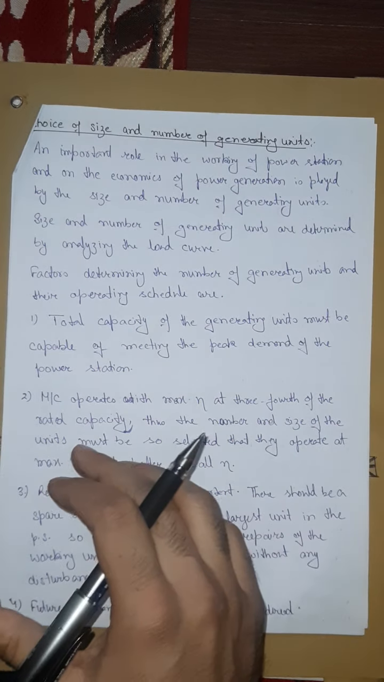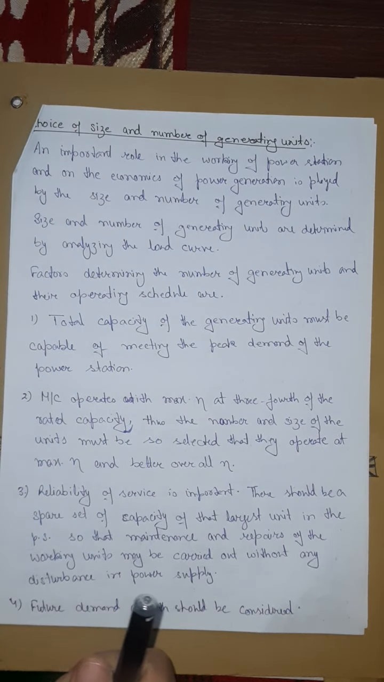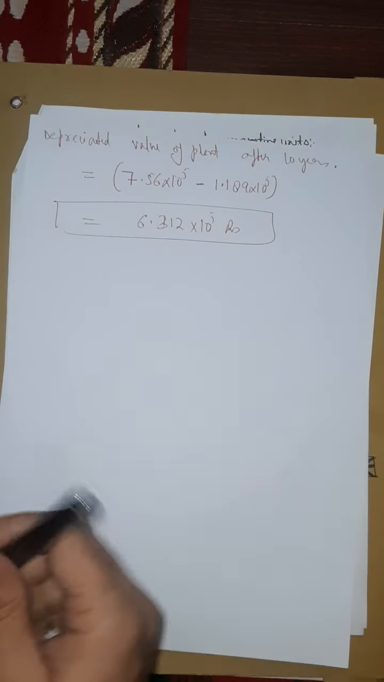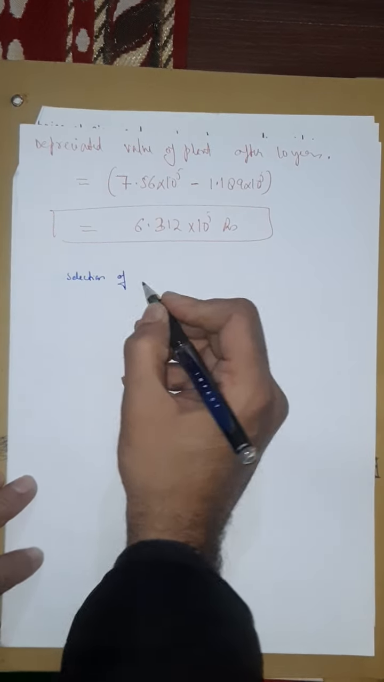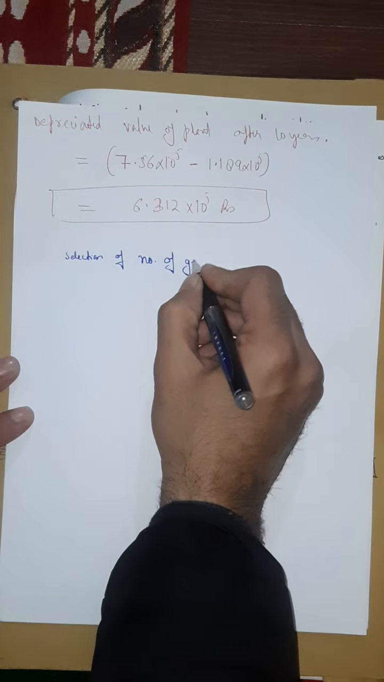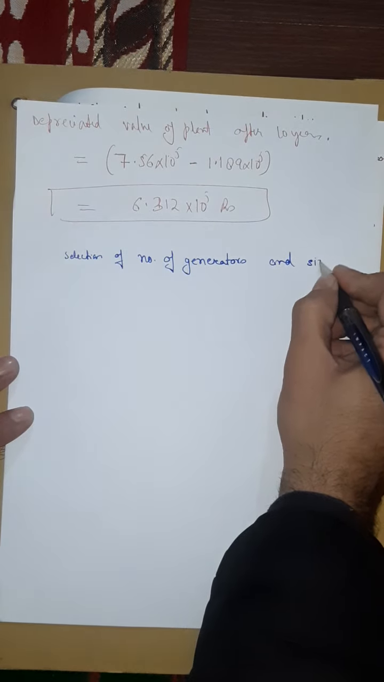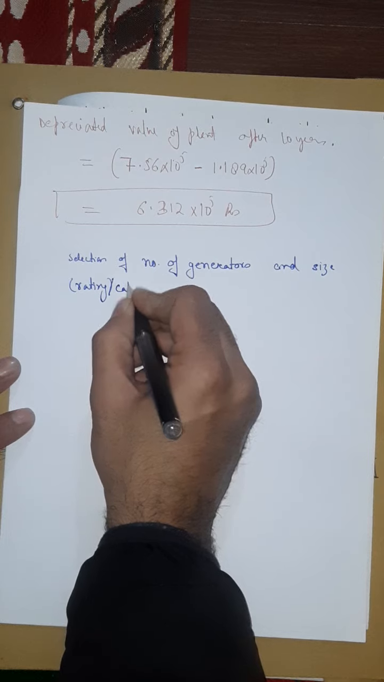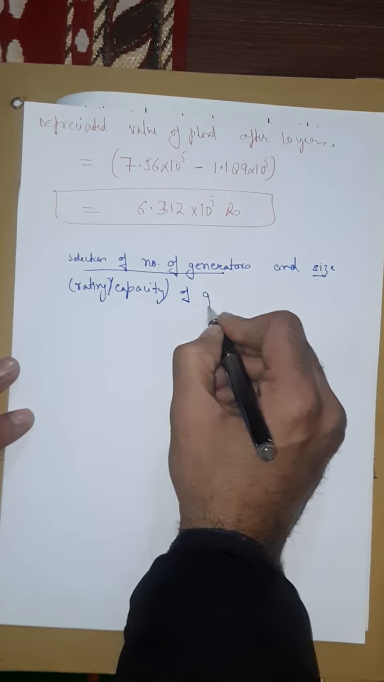So, in the first part of this lecture, I am selecting a very simple theoretical topic, and the topic is: how will you select the number of generating units in a power station? Means selection of number of generators and size. What do you mean by size? By size I mean rating or capacity. Selection of number of generators and size of generator.